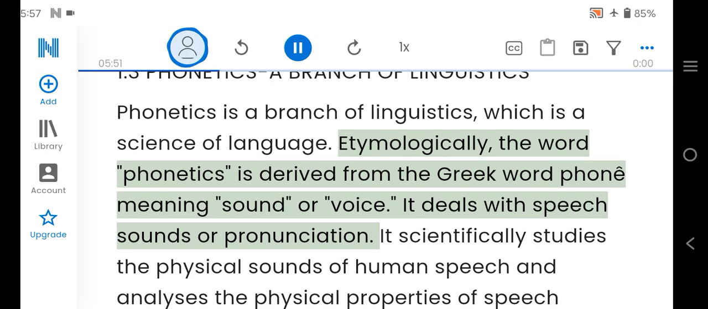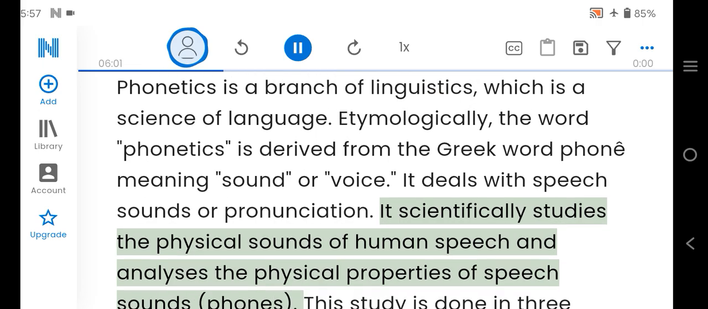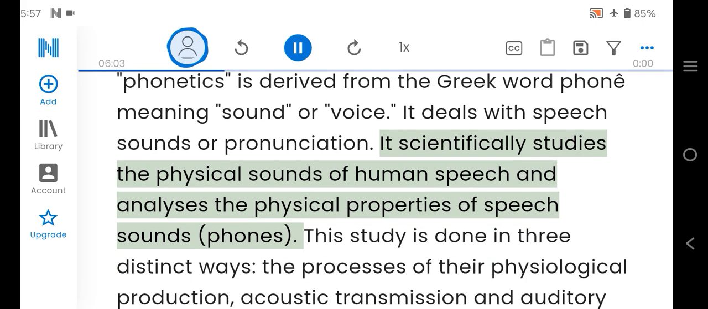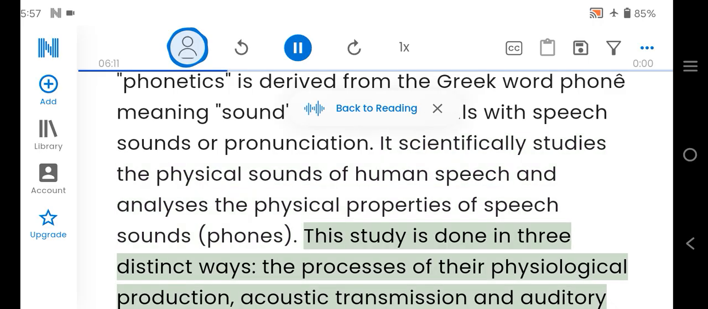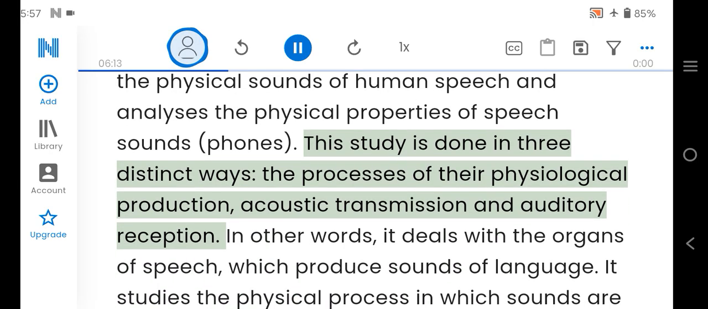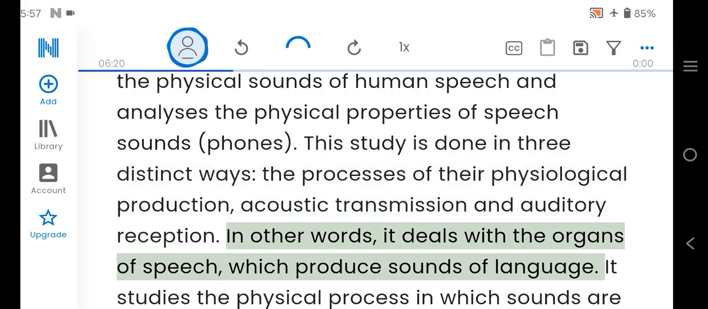Etymologically, the word phonetics is derived from the Greek word phone, meaning sound or voice. It deals with speech sounds or pronunciation. It scientifically studies the physical sounds of human speech and analyzes the physical properties of speech sounds, phones. This study is done in three distinct ways: the processes of their physiological production, acoustic transmission, and auditory reception.